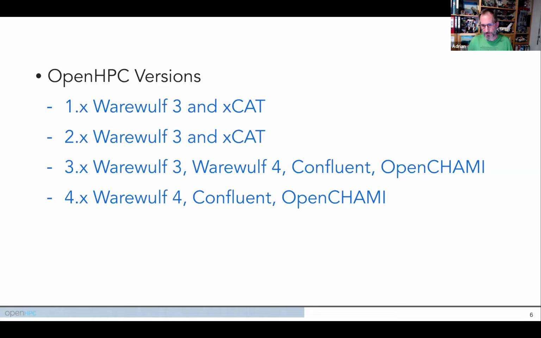So one of the taglines of OpenHPC is building blocks for HPC systems. So we do not try to force people into certain tools. We try to give, if possible, a selection, and then people should select what fits them the best. That's why we try to have multiple provisioning systems. And with the latest release, we have Warewulf 4, Confluent, and OpenCHAMI, and people can then select whatever makes most sense for them.